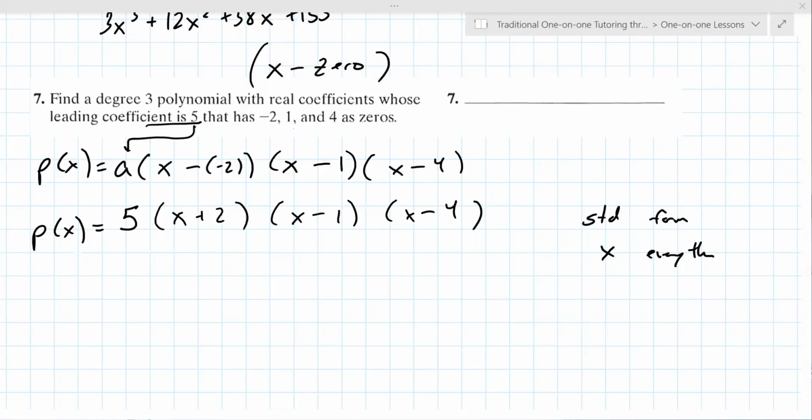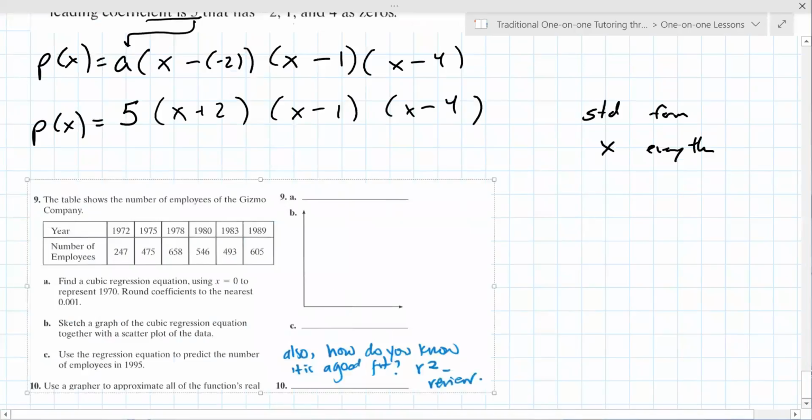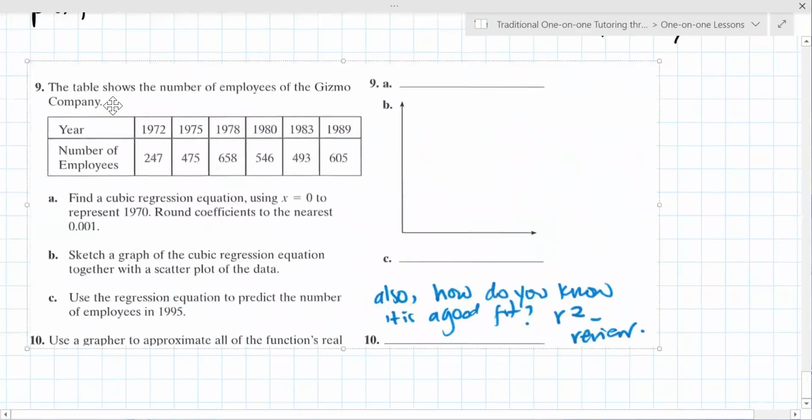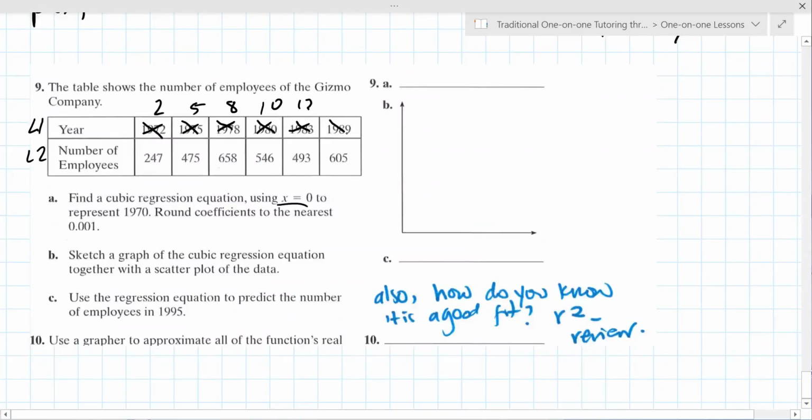9 is a pure calculator problem. If you're okay with that, I can show you how to do this in your calculator, or if you already know, we can skip it. Yeah, I already know how to do that, so we can skip that. Only thing I'll mention here is that x equals 0 is 1970. So this is really 2, 5, 8, 10, 13, and 19.